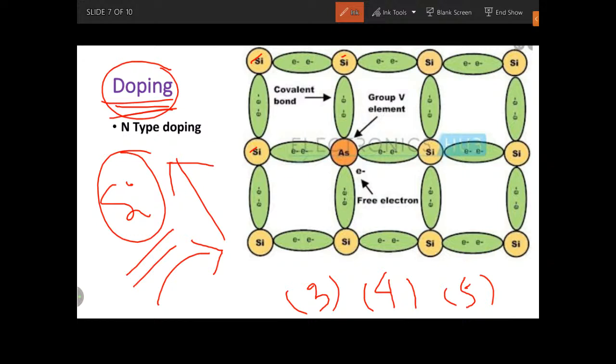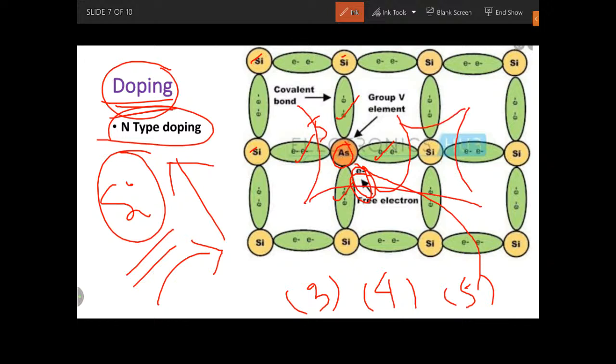So in n type doping, you are introducing an element from group 5. Arsenic belongs to group 5, that means arsenic has 5 electrons. Look at this situation. One is shared here, one here, one here, one here, and one extra is there. This is a free electron. What will happen to this free electron? It can move from this space to other space. That means due to doping, the free movement of electron is increased.